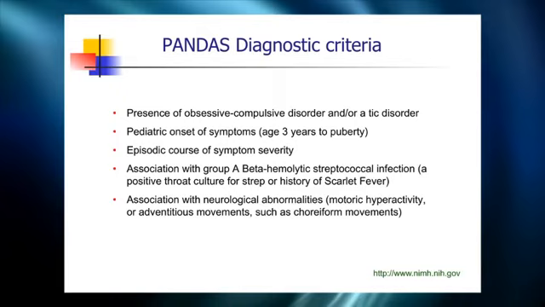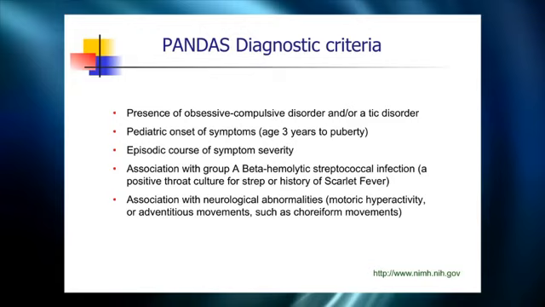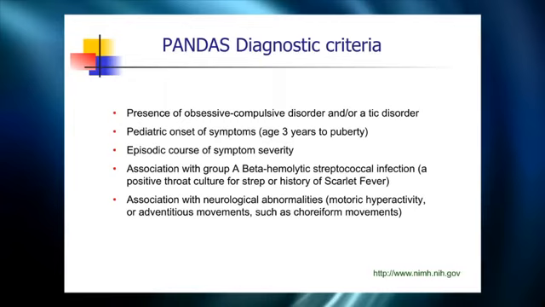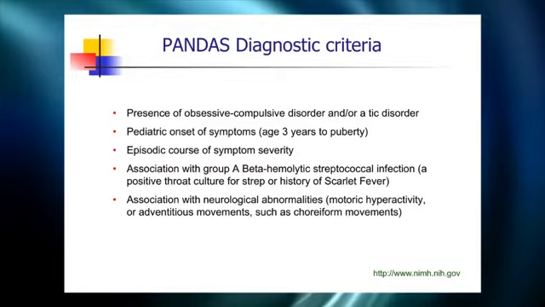But this refers to a sudden onset or exacerbation of OCD symptoms that temporally occur right after a strep infection. And you tend to find it's associated with some neurologic symptoms, clumsiness, really poor handwriting, suggesting there's some neurologic involvement with the disorder. And by definition, to make this diagnosis, there needs to be evidence of a positive throat culture for strep.